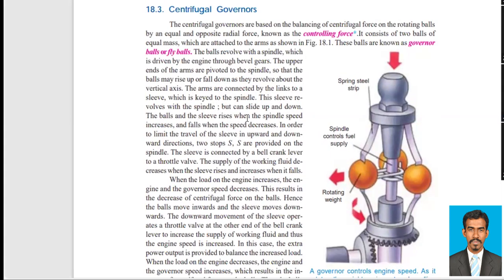The balls and the sleeve rise when the spindle speed increases. As we saw in the video, when the speed increases, the balls and the sleeve will rise, and they fall when the speed decreases. So when the speed decreases, the balls would fall.